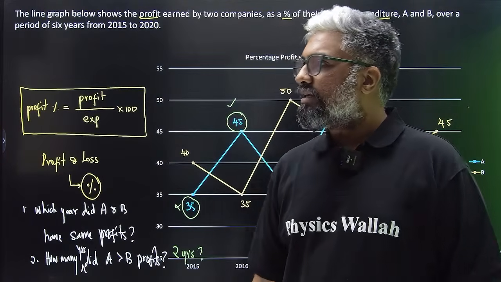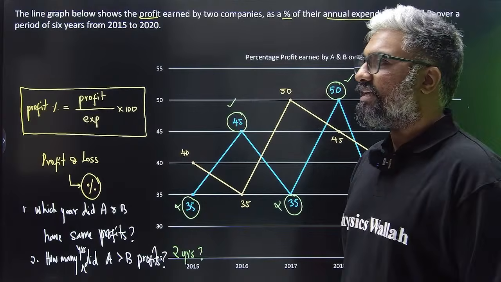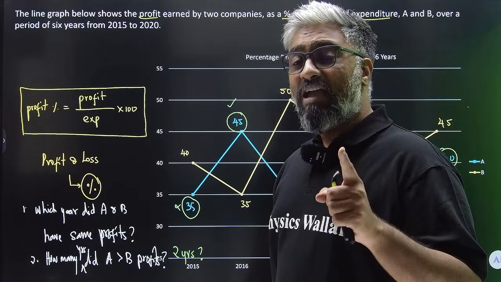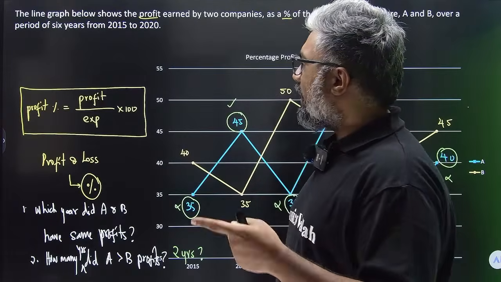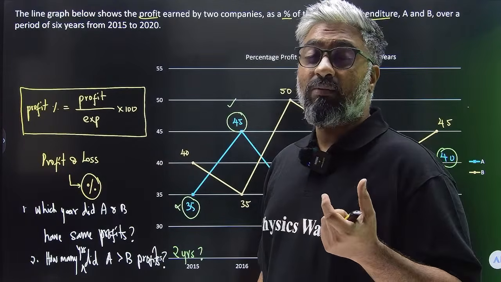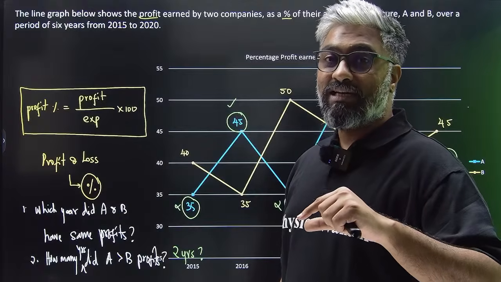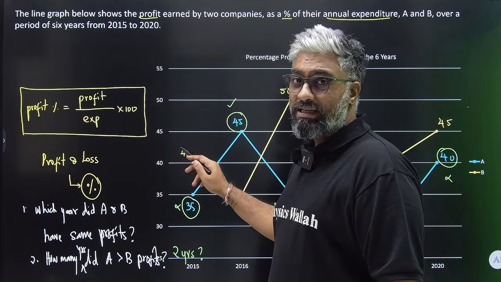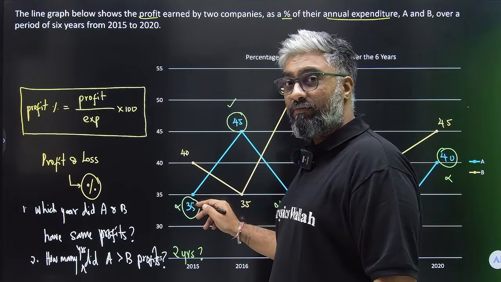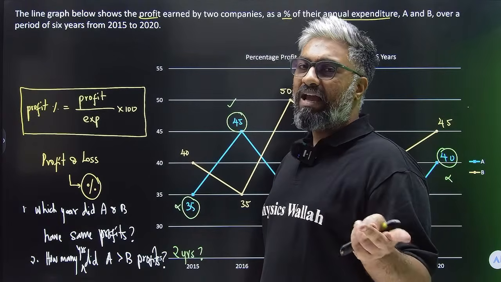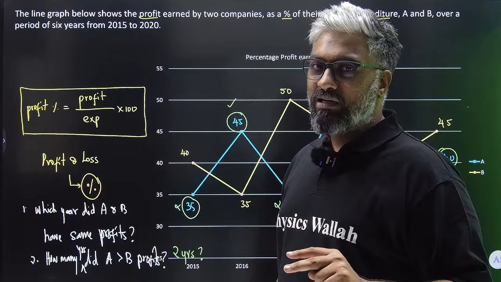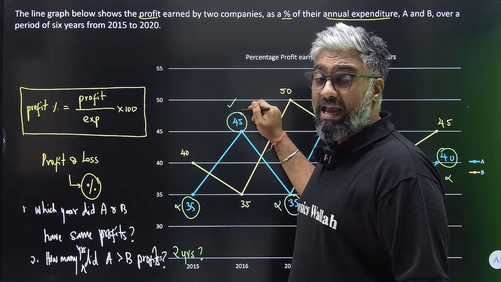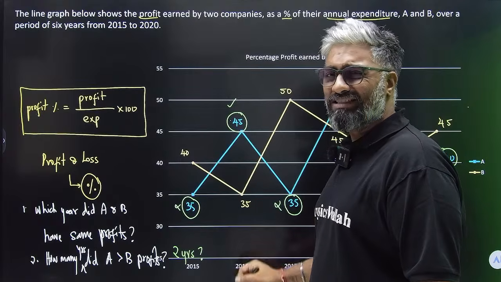Is 2 years correct? Exactly. You cannot determine it. Why? Because nowhere have they told about the relationship between A's expenditure and B's expenditure, correct? So when they say 40% of B's expenditure and 35% of A's expenditure, do we have any relation between A and B's expenditure? So when I say here, A had higher profits than B, is that correct?